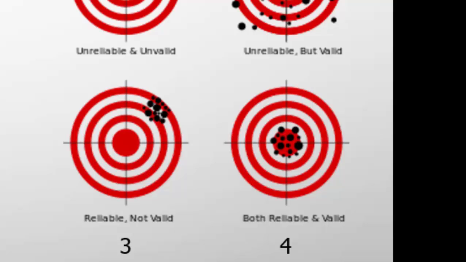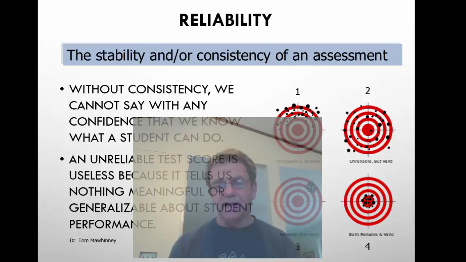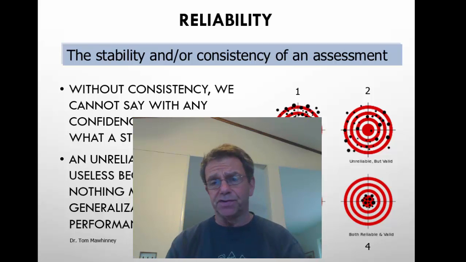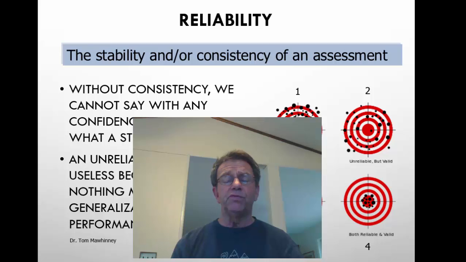Target number 4, now those are what we call consistent and right on target, which would be reliable and valid. Now, the thing about test scores being unreliable is that they can't tell us anything. If we can't be sure that we're getting consistent results, then we can't make any kind of inferences about those tests. We would just be guessing.